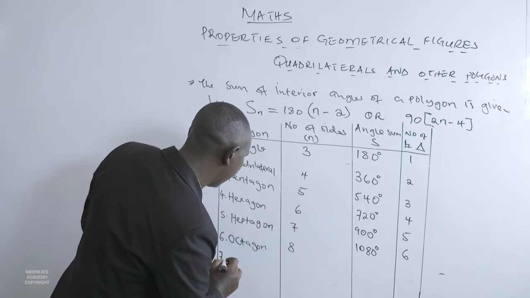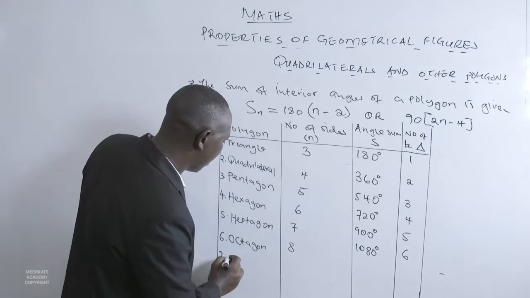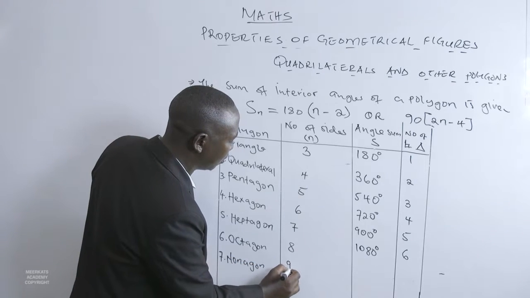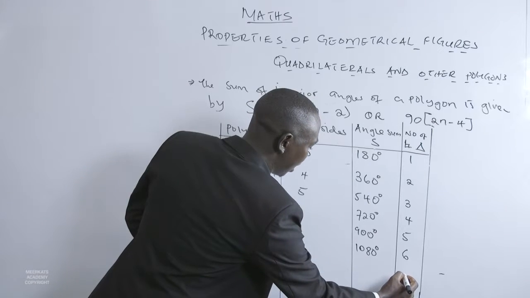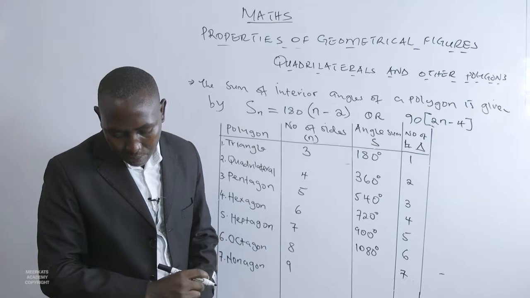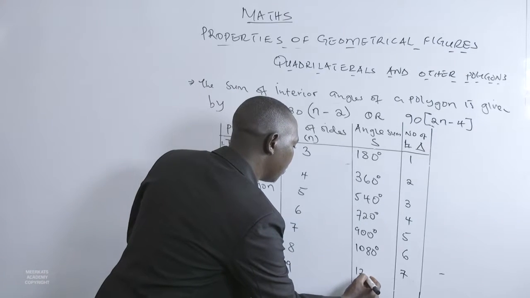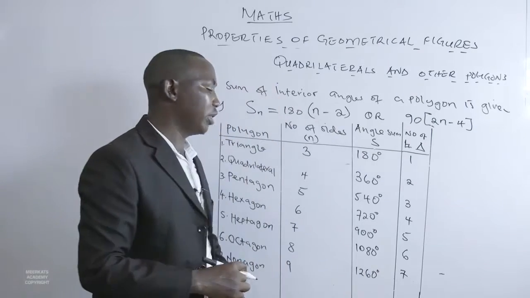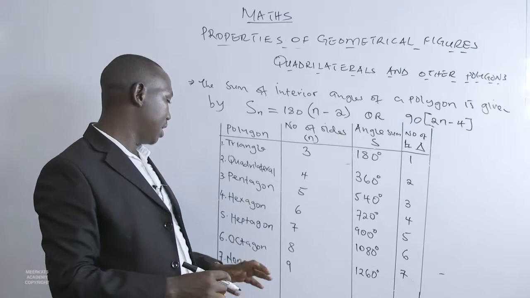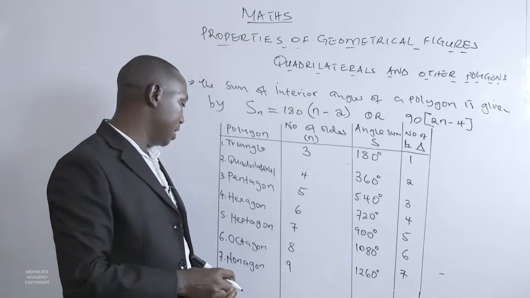The 7th, we have got the one that has got 9 sides. It's called a nonagon. Nonagon. It has got 9 sides. That means it's going to have 7 triangles. And therefore, 7 multiplied by 180 will give us 1260. So this tells us that the sum of interior angles in a nonagon is 1260 degrees.